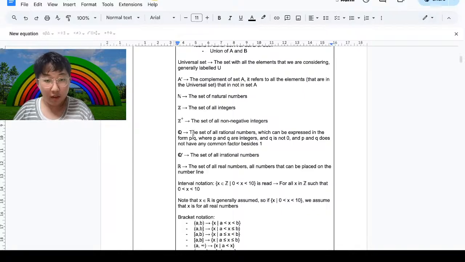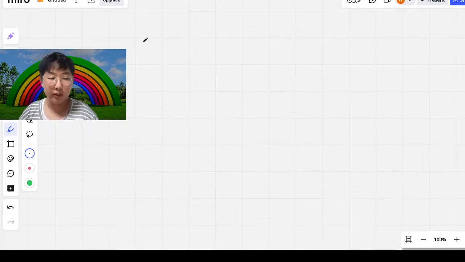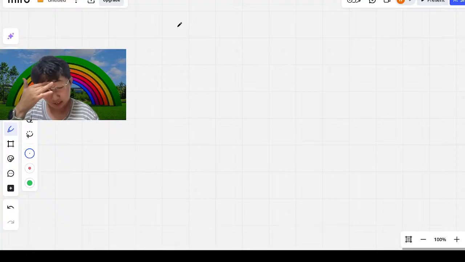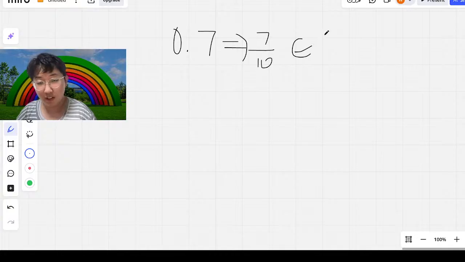Q is the set of all rational numbers. What are rational numbers? Rational numbers are basically all numbers that can be written as a fraction. So for example, let's say we had 0.7. That could be written as a fraction as 7 over 10. So this would be a member of the rational numbers, or Q.